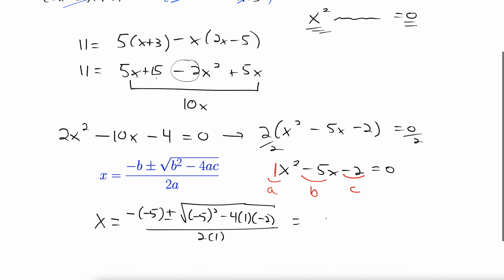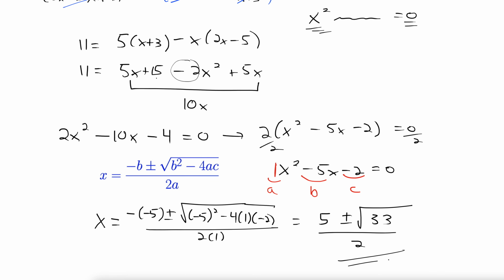Okay, so let's clean this up a little bit. That gives us positive 5 plus or minus the square root of 25 plus 8, which is 33, all over 2. And there you go. There's no more simplification that we can do. 33 is simply 3 times 11, so nothing comes out of the radical. So there's the answer. Let's try another one of these.